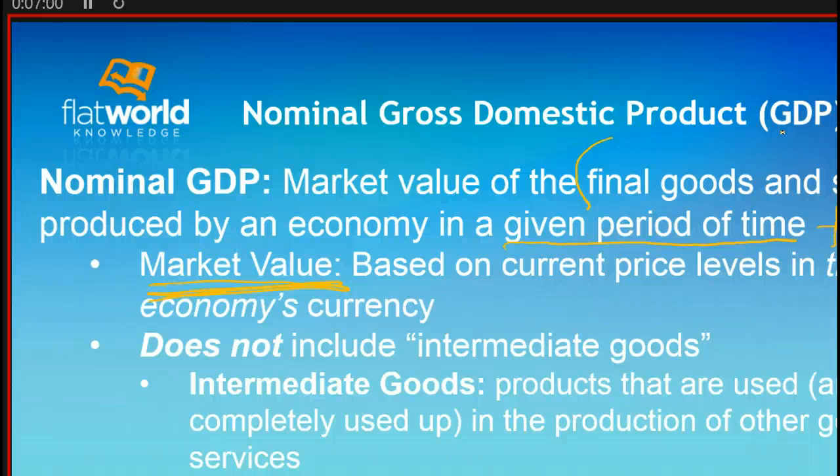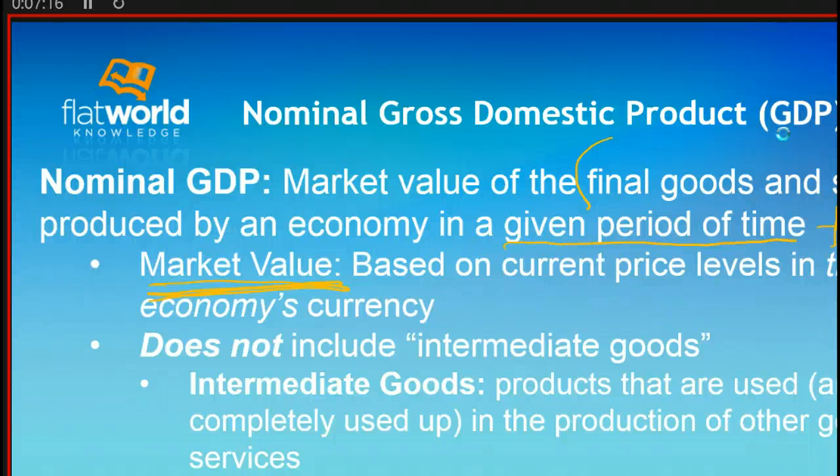I don't want to double count goods. So any good that is completely used up in the production of another good doesn't get counted. All I count are the final goods and services, and that's how I measure nominal GDP. And like we said, that's measuring a flow.